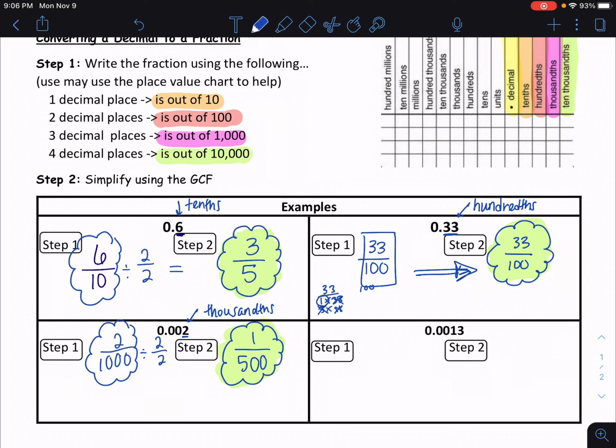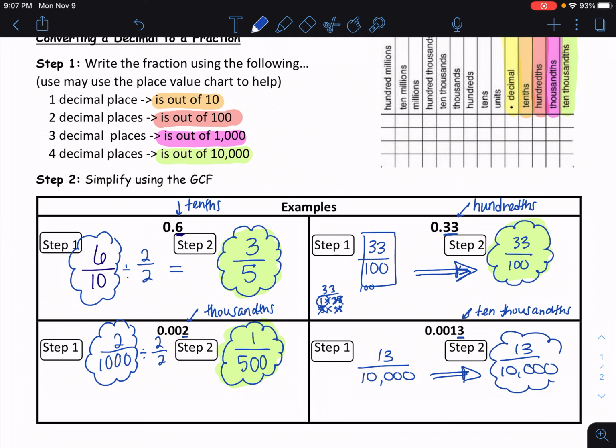Last one. This one ends in the 10,000ths place. So I'm going to write 13 out of 10,000. And when I look at 13 and 10,000, they have nothing in common. So this fraction is going to stay the same. So I started with 13 over 10,000 and I ended with 13 over 10,000 because they have nothing in common, and this would be my final answer.